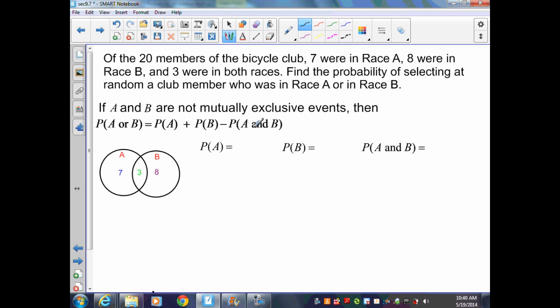The probability of A is we have 7 out of the 20 group members were in race A. Probability of B is 8 out of the 20 group members were in race B. And 3 of the group members were in both race A and B.